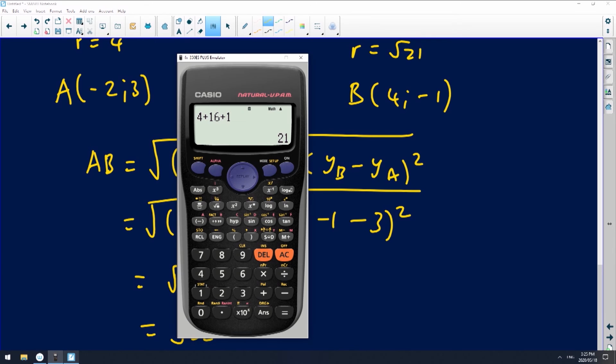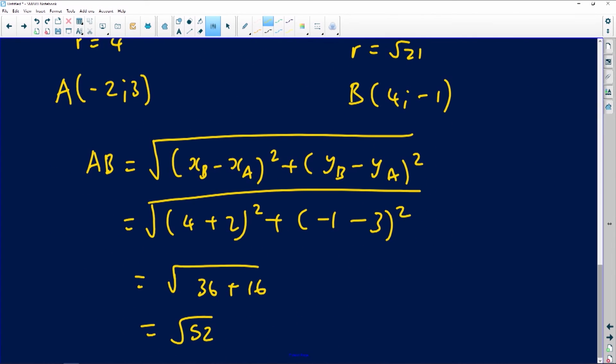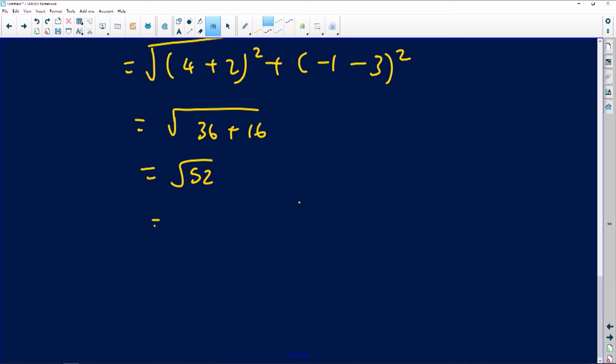Now you can take your calculator, of course, and confirm that you're not making any mistake. When you add the 36 with 4 squared, which is 16, you do get 52. When you take the square root of that answer, you end up with 2 square root 13. So let's go back and write it down as 2 square root 13.